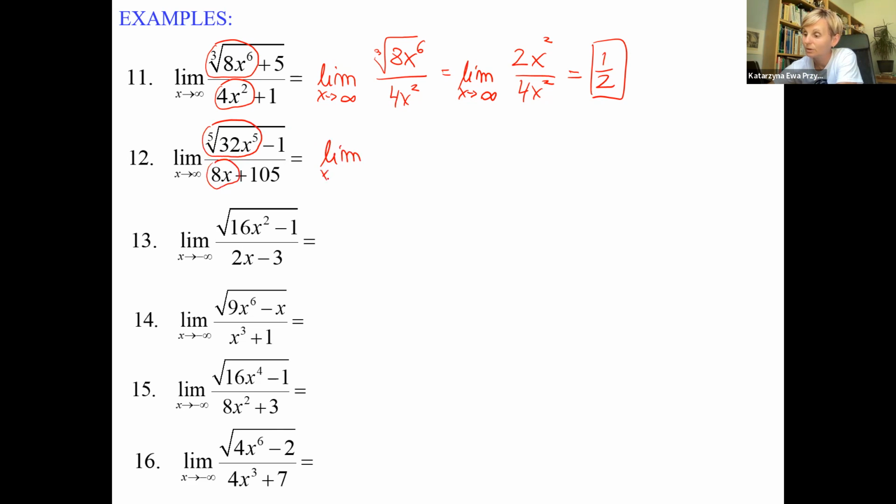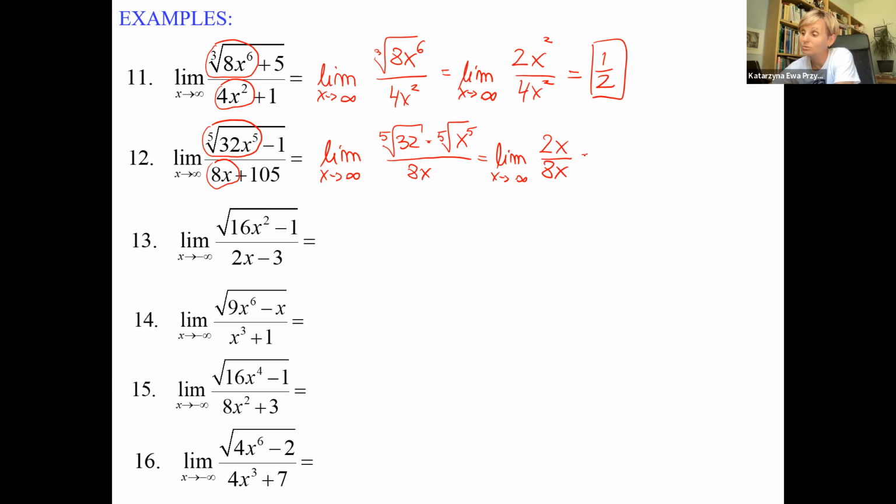Okay, another one, the same thing, limit at positive infinity, behavior and leading terms. Let's see what we will have here. x approaches infinity, fifth root of 32. Actually, I can rewrite it like this: fifth root of 32x to the power of 5 over 8x. Limit as x approaches positive infinity. Fifth root of 32, I think it's 2. 2 times 2 times 2 times 2 times 2 is 32. Fifth root of x to the power of 5 is x, no problem.